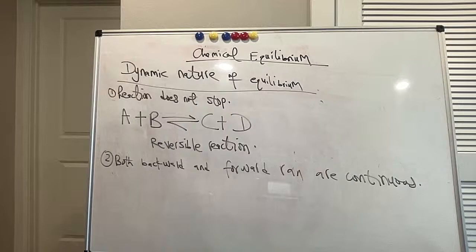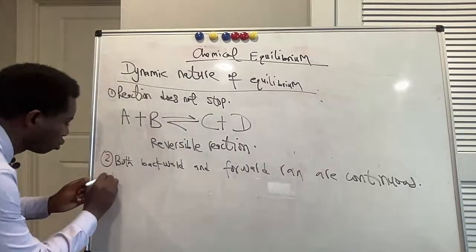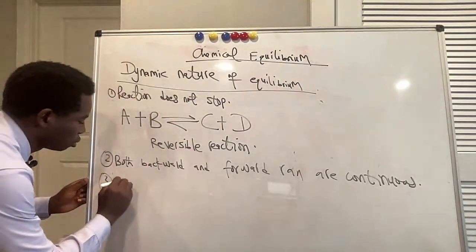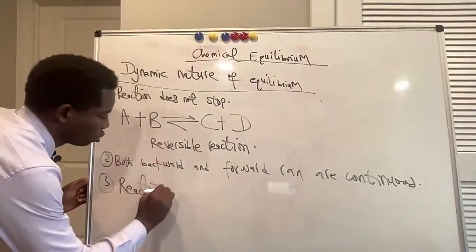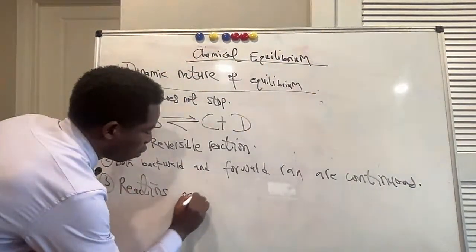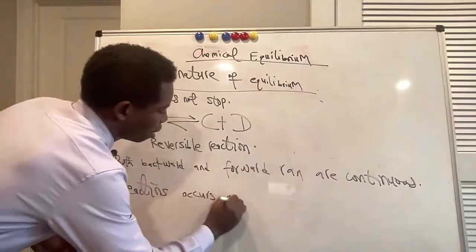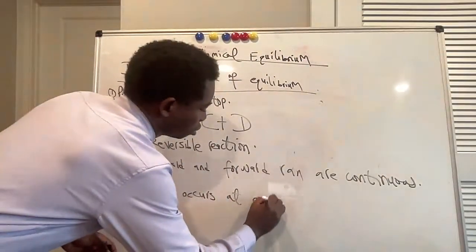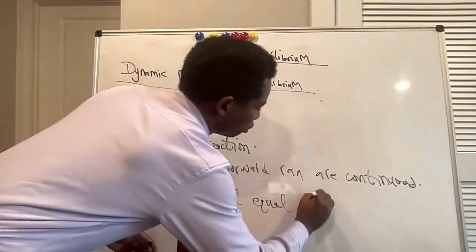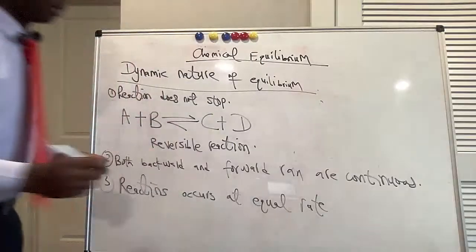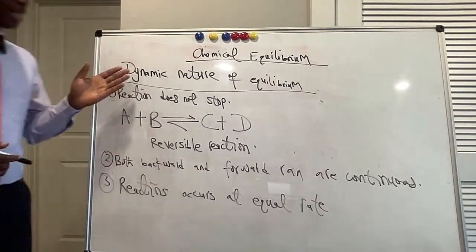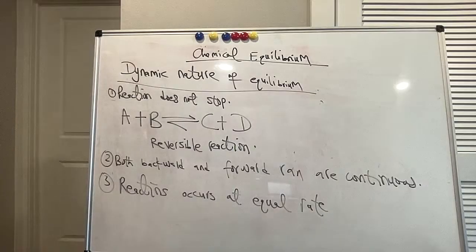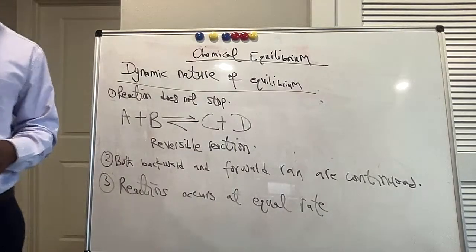So reactions occur at equal rates. Number three, reactions occur at what? Equal rates. Reactions occur at equal rates. We are looking at the dynamic nature of equilibrium.